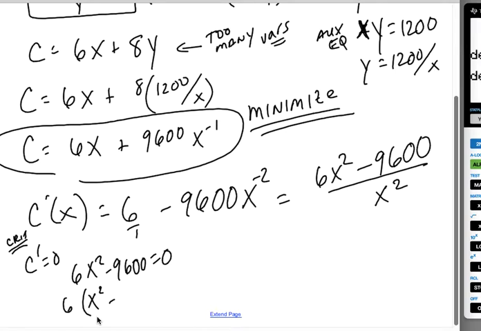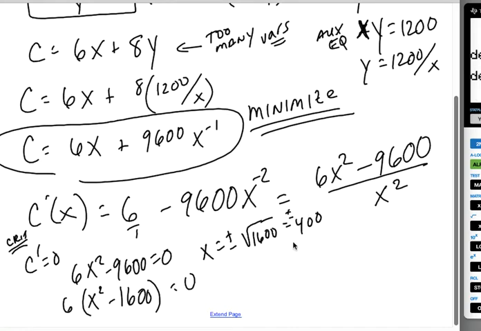That gives x squared minus 1,600, right? Does that check out? That checks out. There we go. All right, so equals 0. So I'm going to get that x is plus or minus the square root of 1600, which is 400.